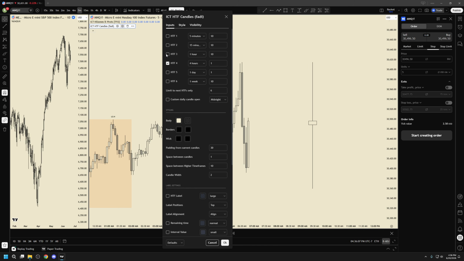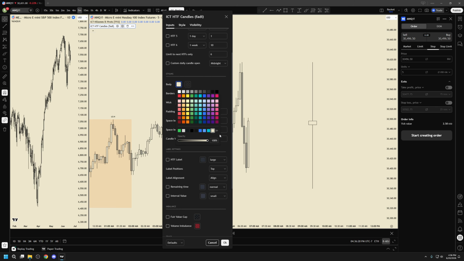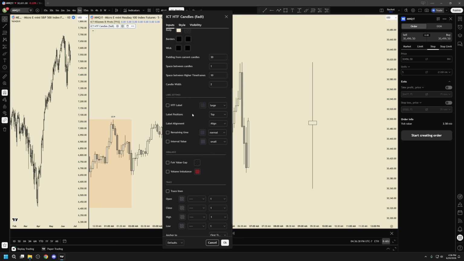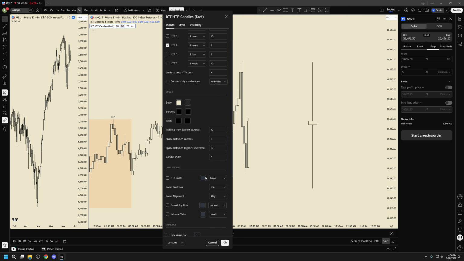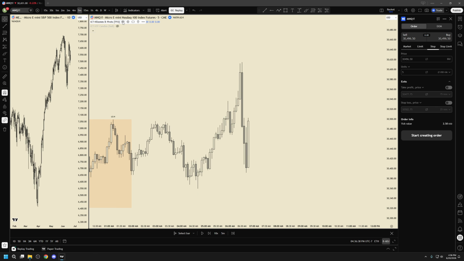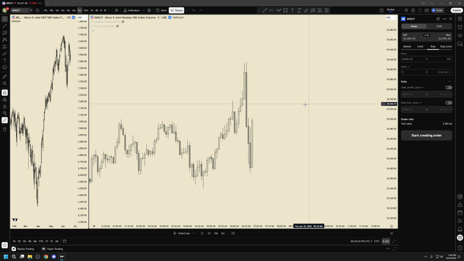I believe you can do any time frame. Like if I put the 1 hour, yeah, there's 1 hour, and if I put the day, you can see the daily candle right here. But honestly, that's just too much for me. I just leave it with the 4 hour. And then the body is the same as my candle colors. Padding from current candles 30. Again, these are all just preference. It's up to you. But those are the only 2 indicators I have, and they're rarely turned on whenever I'm trading in the morning.